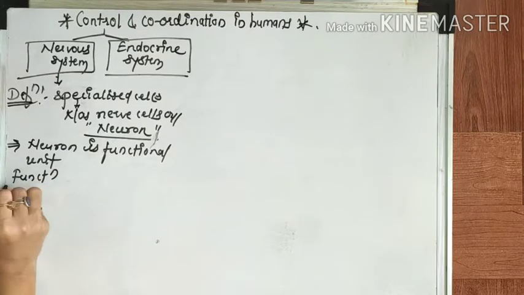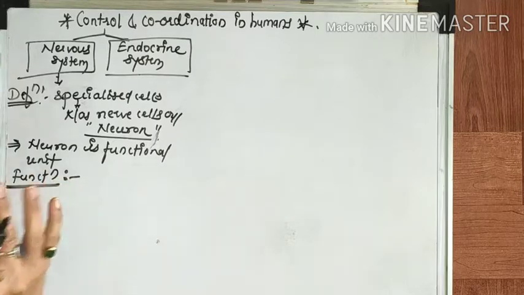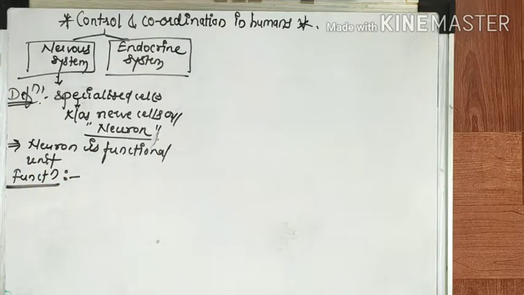Okay, let's see what the functions of the nervous system are. What is the significance of the nervous system? Why is the nervous system present in our body? How does it work? Okay, what is the need of a nervous system? So we will see what these functions are right now.